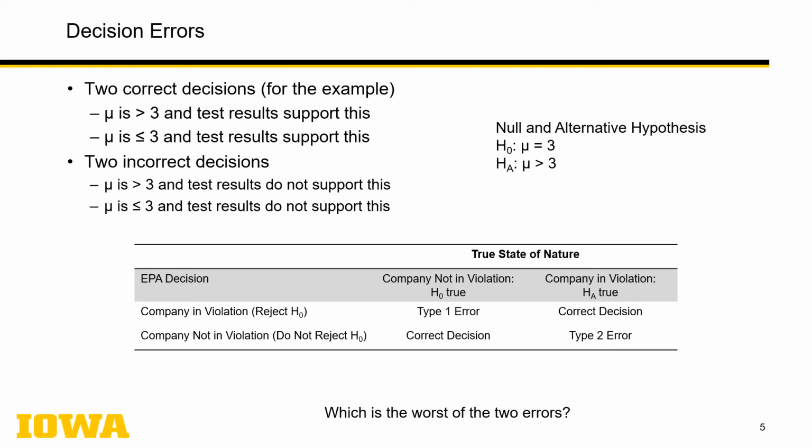Okay, so for this particular investigation by the EPA, they have to recognize that in their assessment of just a sample of the atmosphere, because there's no way to get at the entire population of it, they could have two correct decisions and two potential incorrect decisions. The two correct are that the mean of all these concentrations is truly greater than 3 and their test results support this. Or the mean is truly less than or equal to 3, and the test results also support this. Either way, it's correct.